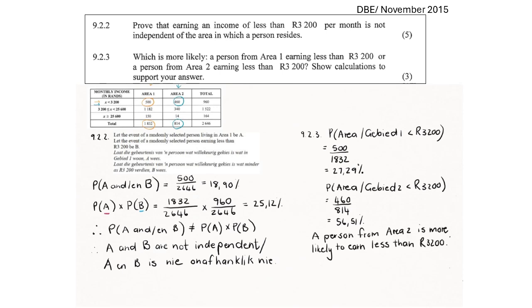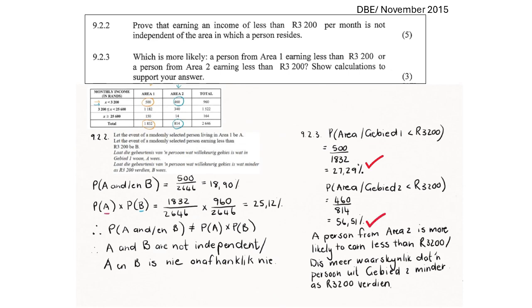And now we can clearly see that a person from Area 2 is more likely to earn less than 3,200 rands. This question counted 3 marks, and you get 1 mark for 27.29%, 1 mark for 56.51%, and then 1 mark for the conclusion.